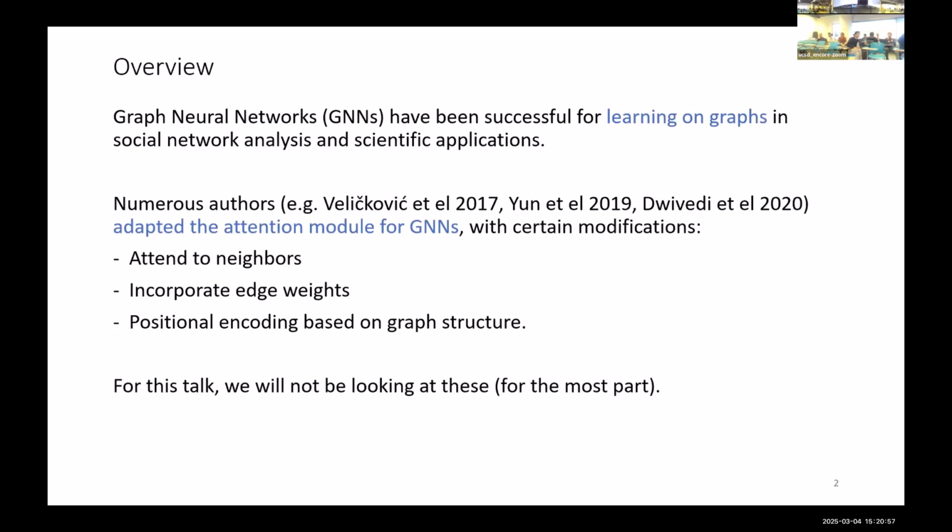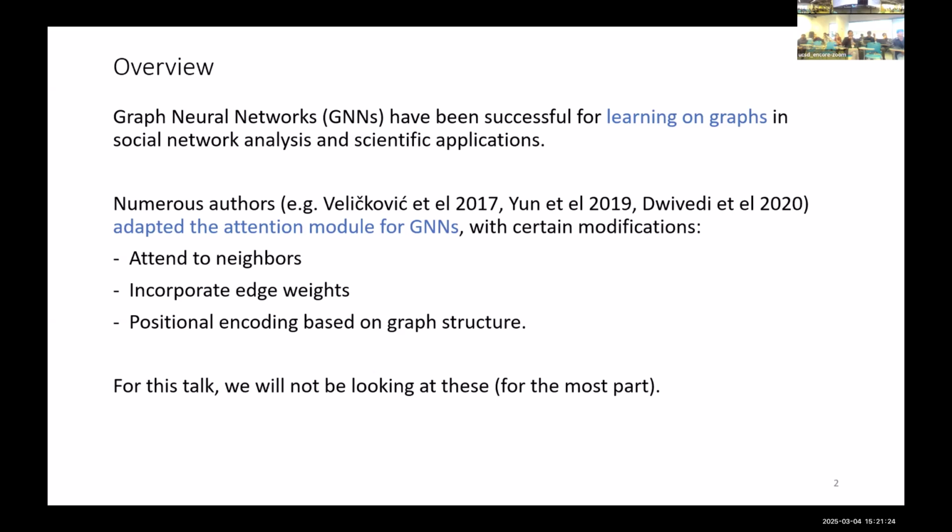So, quick overview: graph neural networks have been successful for many learning problems on graphs, ranging from social network analysis to chemistry and other scientific applications. Originally they were based on convolutional neural networks, and more recently people have adapted the attention module for graph neural networks. There are lots of variants, at least a few examples on this slide, and they have made certain modifications.